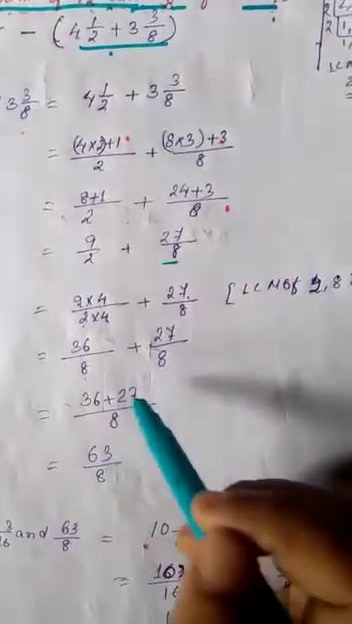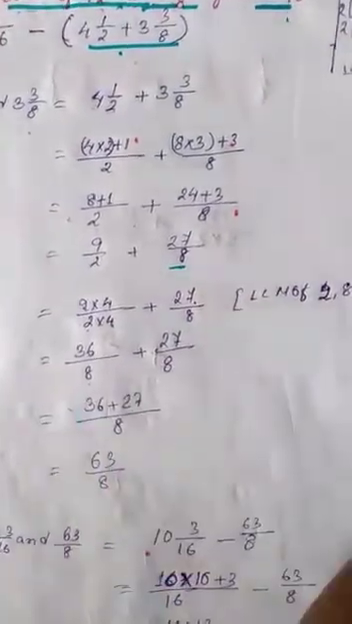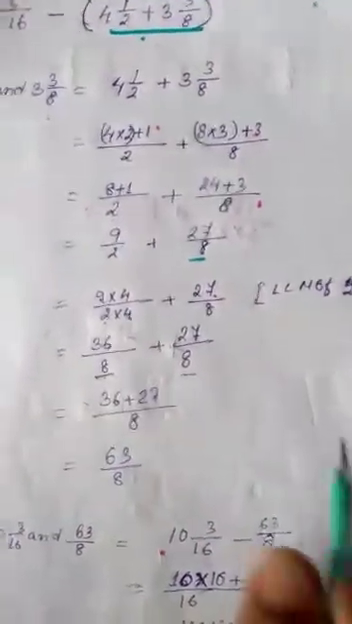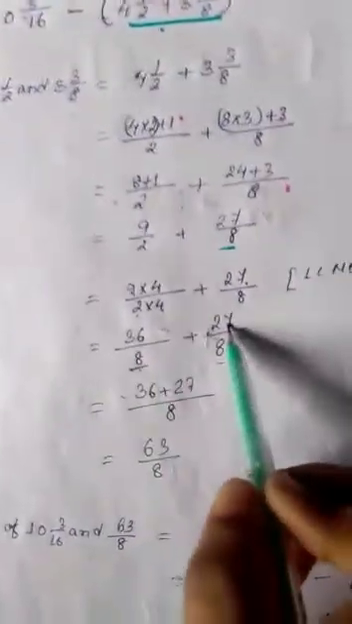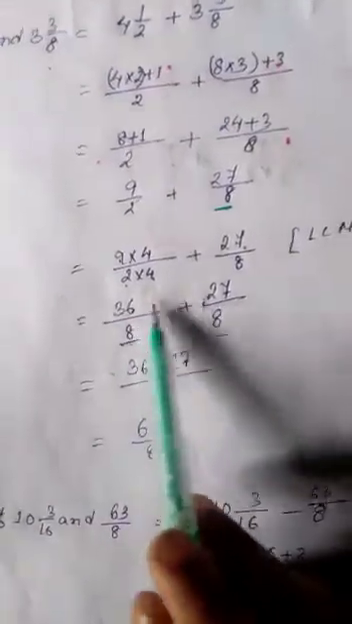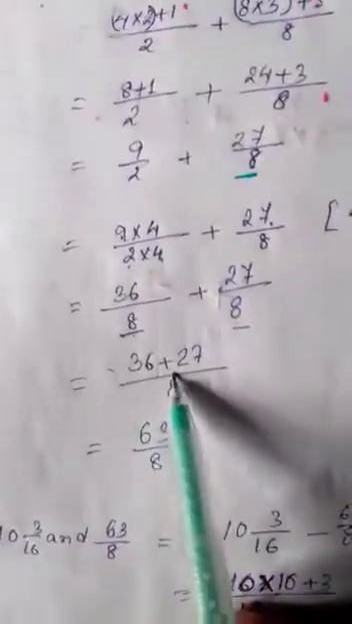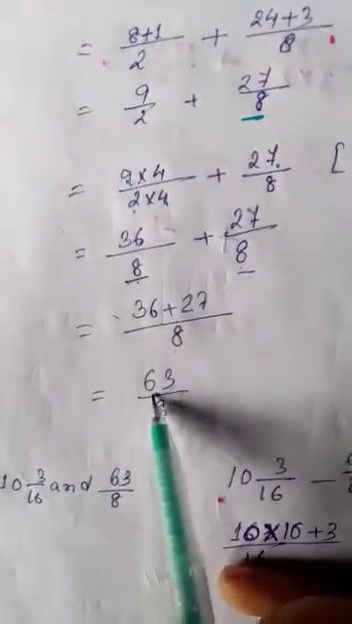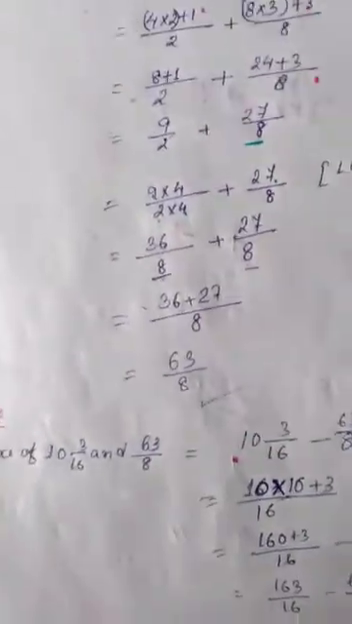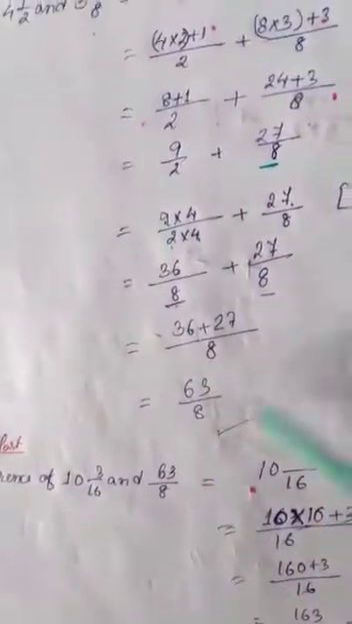Alright children, now you can notice here that all the fractions are like fractions. So 36 by 8 plus 27 by 8. After taking the common denominator 8, we have to add the numerators. So 36 plus 27, after getting the summation, we have got 63 by 8.